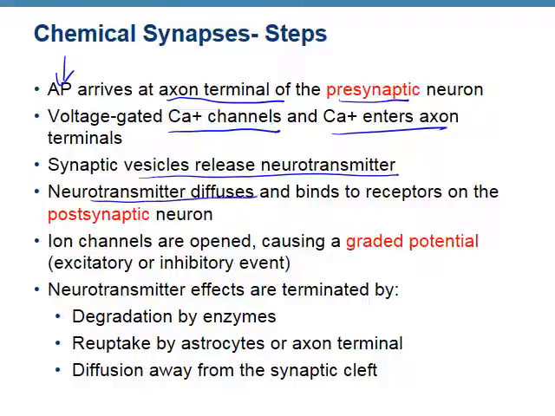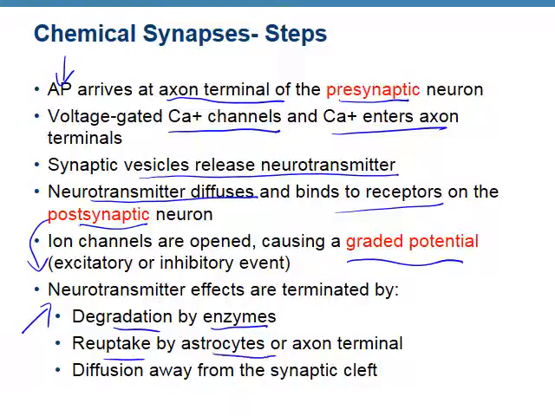The neurotransmitter is going to diffuse. It's going to bind receptors on the postsynaptic neuron, and it's going to cause a graded potential in the postsynaptic neuron. It can either be excitatory or inhibitory. These neurotransmitters are going to eventually be degraded by enzymes. They can be taken up by astrocytes, or they can just diffuse away from the synaptic cleft.